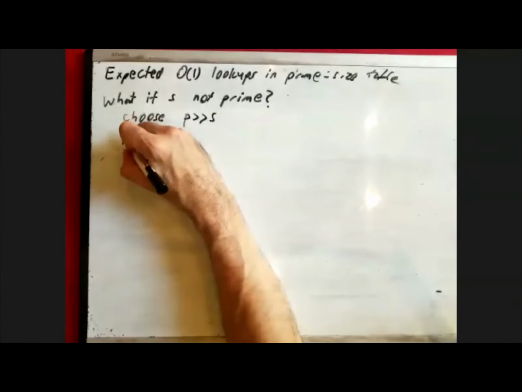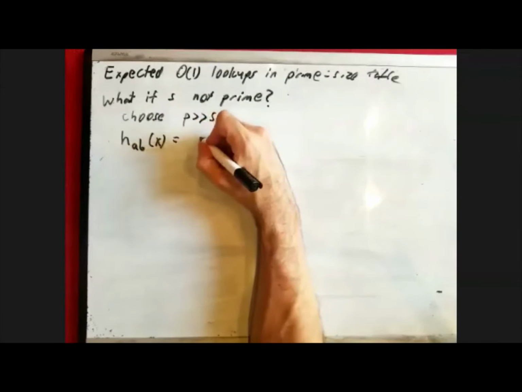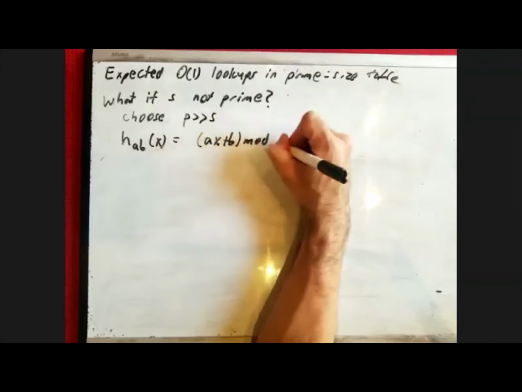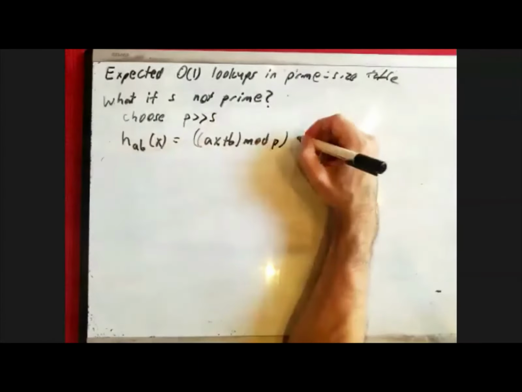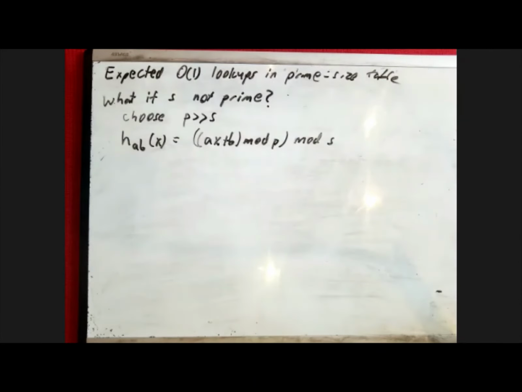And now I'm going to slightly modify my definition to hash key X. I'm going to compute AX plus B mod P, just as I did before. But now I'm going to take that whole thing and compute it mod S. Okay. And I claim that that's going to be just fine. We're still going to have a basically uniformly distributed hash table, and we're still going to have order 1 lookups.